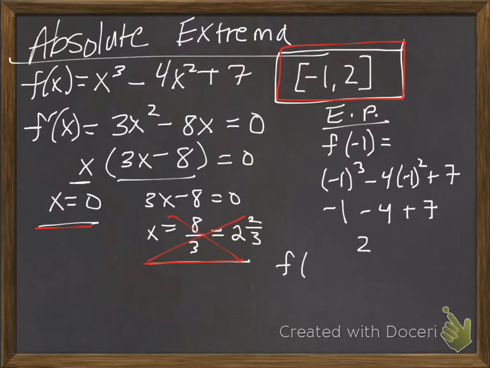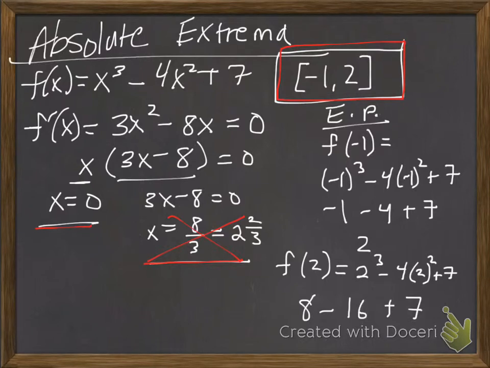Likewise, f of 2, dealing with our endpoints. f of 2 is 2 cubed minus 4 times 2 squared plus 7. Plugging in 2 will give you 8 minus 16 plus 7, which is -1. So there are our endpoints. -1 produces a 2, and 2 produces a -1. So let me highlight those. Never use a real highlighter on a chalkboard, by the way.